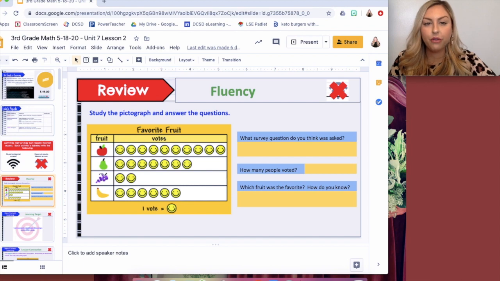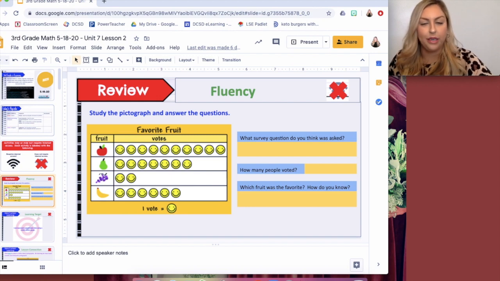All right, so just to review, look at the pictograph and answer the questions. Before we get started, I want you to make sure you always look at that key, because the key is super helpful and super important so you know exactly what each symbol stands for. So the first one says, what survey question do you think was asked? So look closely at that pictograph. What do you think they were asked to make that pictograph?